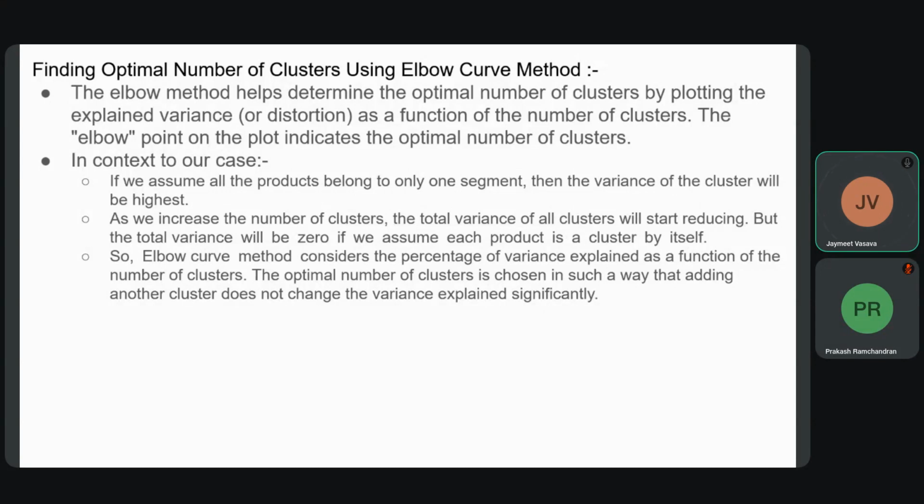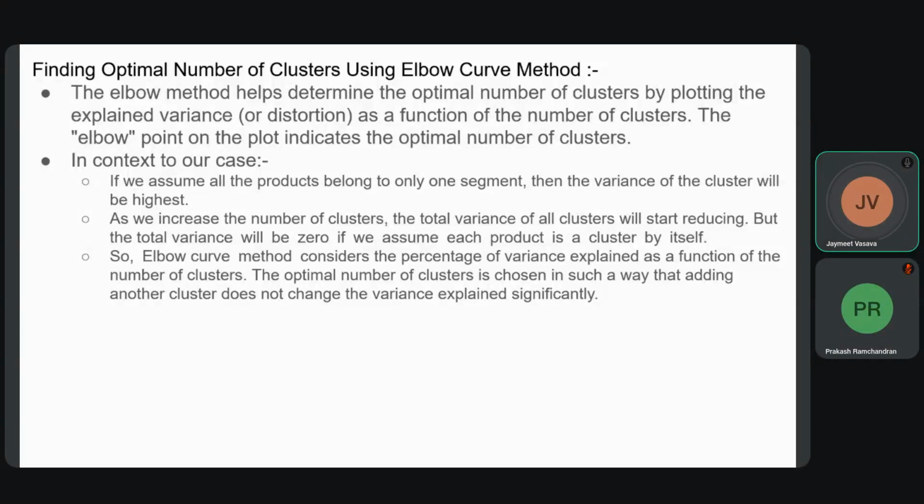In the context of our case, if we assume all the products belong to only one segment, then the variance of that cluster will be the highest, as each and every brand will be under one cluster. As we keep dividing the brands into more and more clusters, the total variance of all the clusters will start reducing, but the total variance will be zero if we assume that each and every beer brand in the data set has its own cluster.